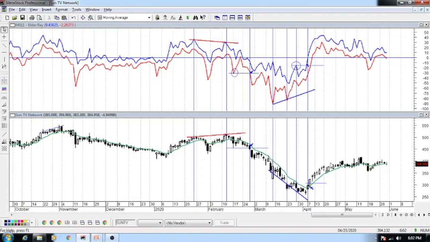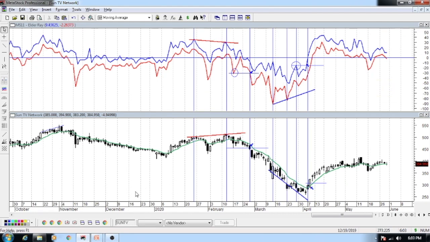This is MetaStock, the platform I am using, MetaStock 11. In this Elder Ray indicator, we have two components that I have already discussed. The first component is the bull power and the other is the bear power. Here, the blue line represents the bull power and the red line represents the bear power.